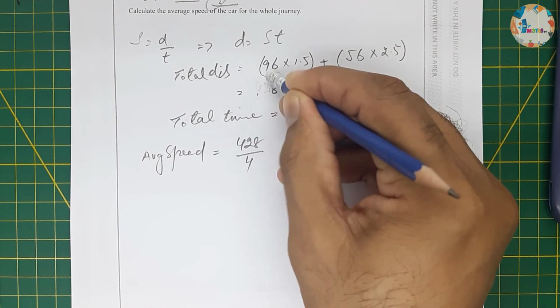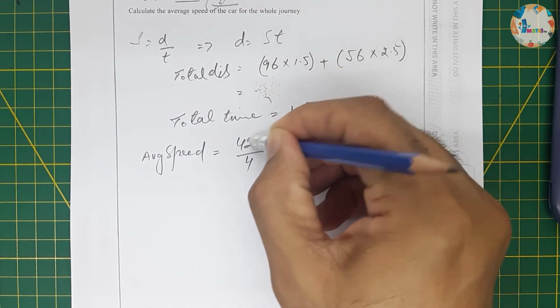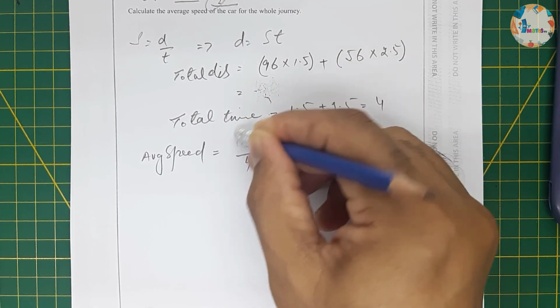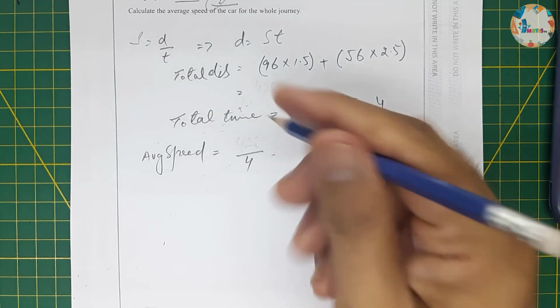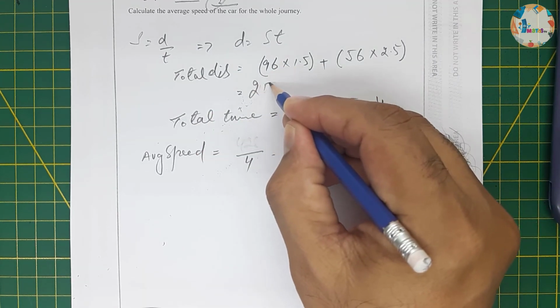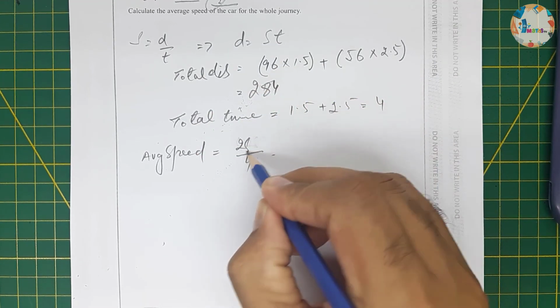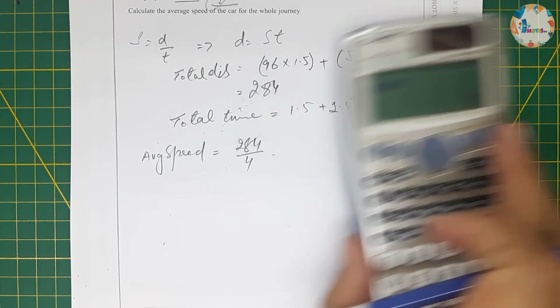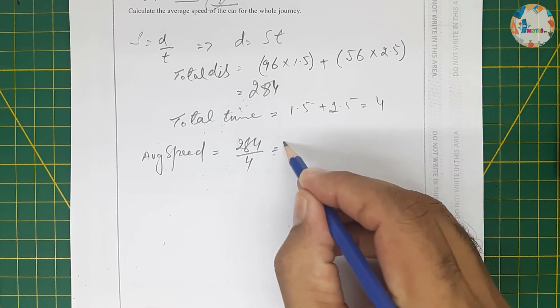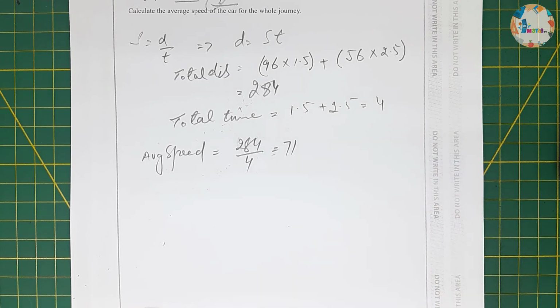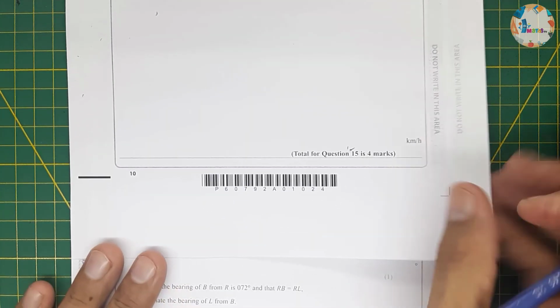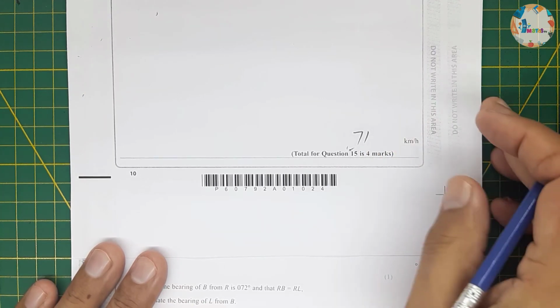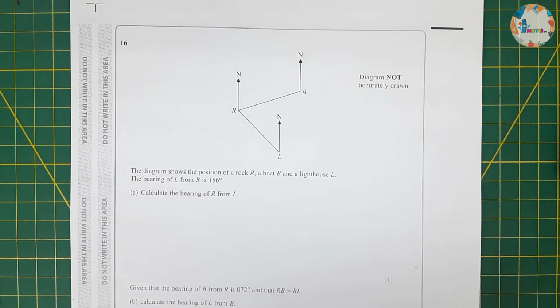So this will be 284. I will replace this value by 284. So this will be 284 divided by 4. So 284 divided by 4 will give us 71. So average speed will be equal to 71 kilometers per hour. 71 kilometers per hour will be our answer.